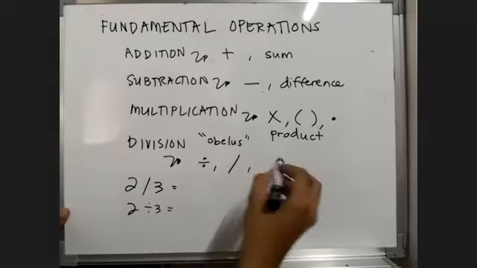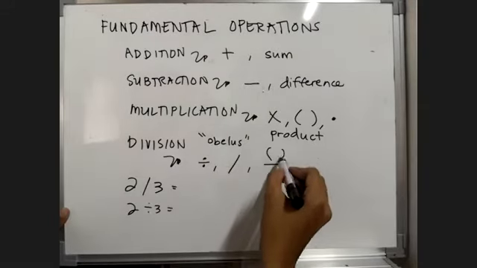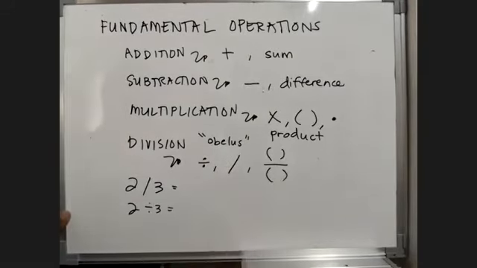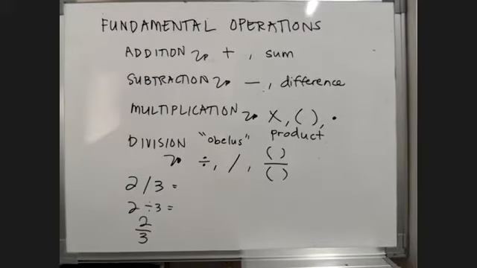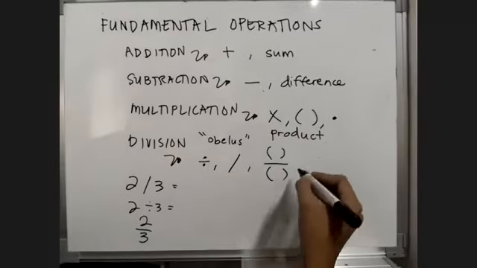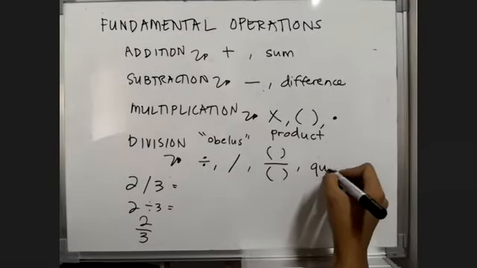Now, pwede din naman yung naka-fraction siya. So yung fractions natin, it is basically division. So for example, 2 divided by 3. So yung numerator natin, over denominator. Ganun lang. So yun tatlong symbols natin. Ang tawag sa kanyang resultant ay quotient.